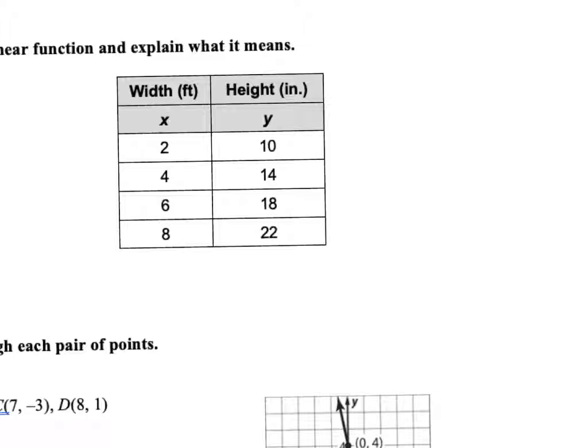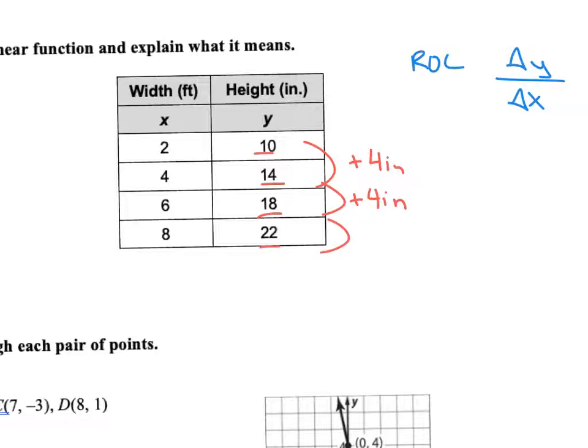So we want to figure out the relationship between the height and the width. So remember that rate of change is your change in your y values divided by your change in your x values, and we write that as a fraction. So let's look at our change in y. So we go from 10 to 14 to 18 to 22 inches. So we are increasing by 4 inches each time, or we're adding 4 inches. Okay, so our change in y is 4 inches. That goes on top.